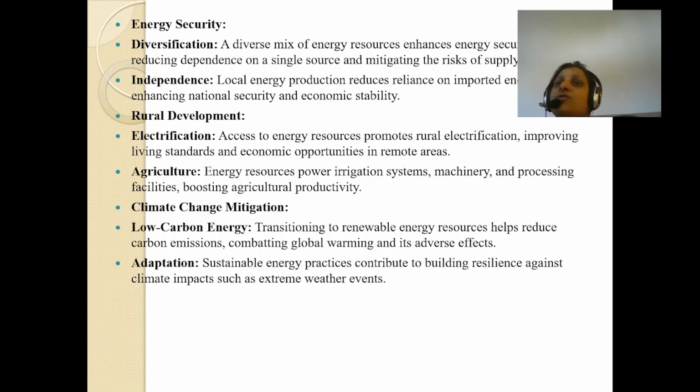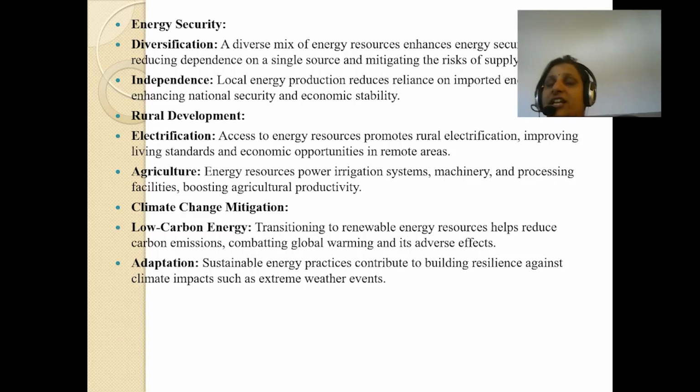Energy resources also help in the transition to renewable energy resources to reduce carbon emissions, combating global warming and its adverse effects. So it helps in reducing carbon emissions, combating global warming and its various adverse effects.